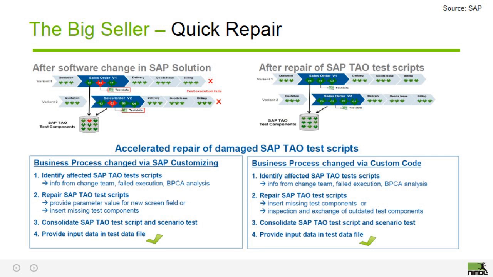The big seller is that since the test script consists of multiple components, and the components are shared, if, for instance, you make a modification or a customization to your VA01 transaction, and the screen has been modified, that means the component that was previously created using SAP TAO is broken, but you just fix that one component, and it fixes multiple scripts for you. So the big seller with using TAO is the quick repair portion of it.